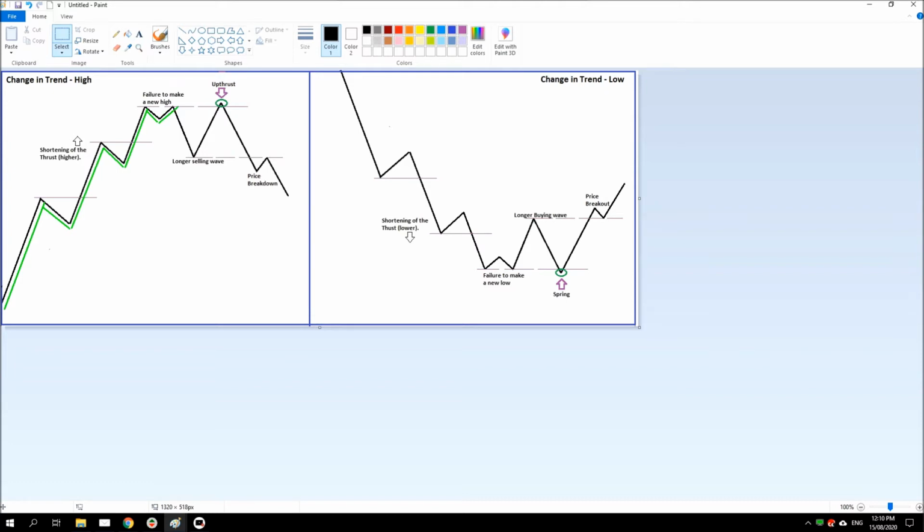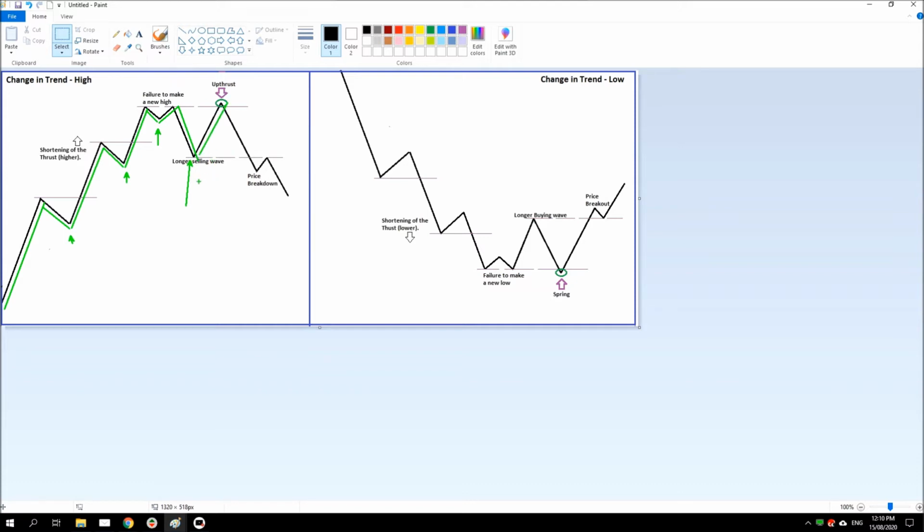Now here you can see the next wave higher has failed to make a new high, and the period of consolidation in response was much longer and much deeper, and you can see down here it's still above the previous low. But there's no doubt that this selling wave is much longer in length and duration than all the previous selling waves before. This is your indication that the behaviour of the market may be about to change.